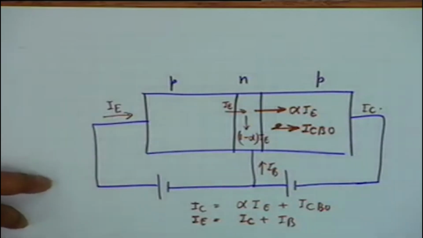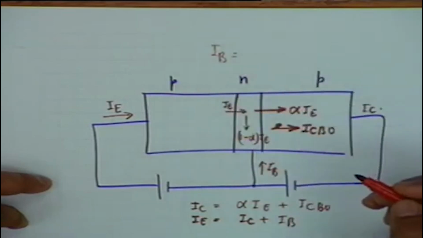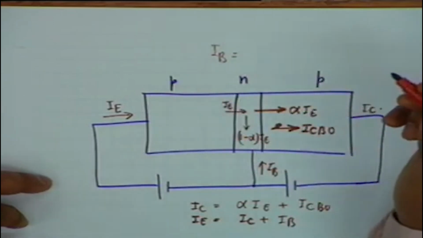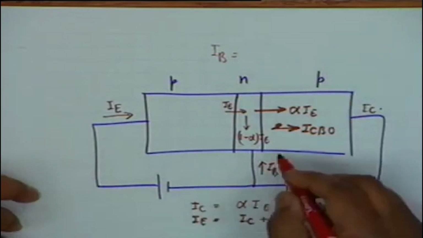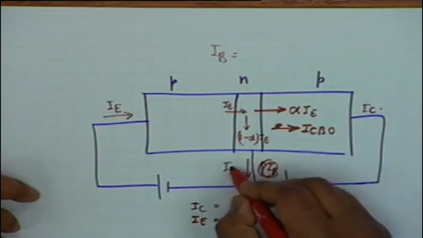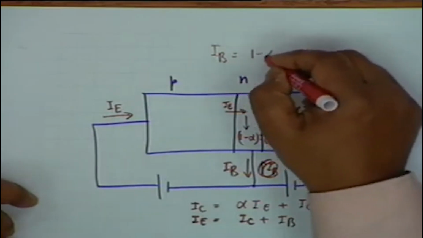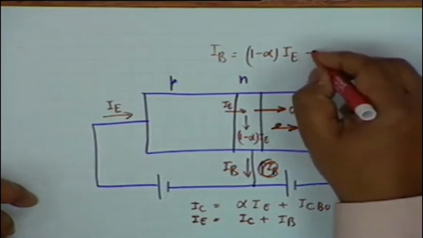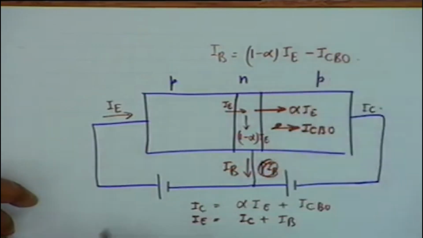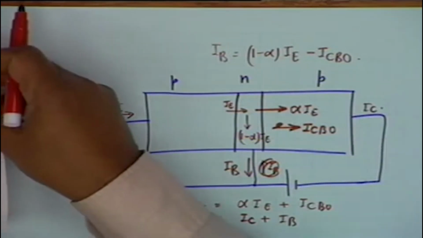There is a third relationship which is obvious, that is I sub B should be equal to, yes? That is correct. I sub B must now flow in this direction. So I sub B is 1 minus alpha IE, then minus ICBO. Correct. These are some of the fundamental relationships of transistor operation.